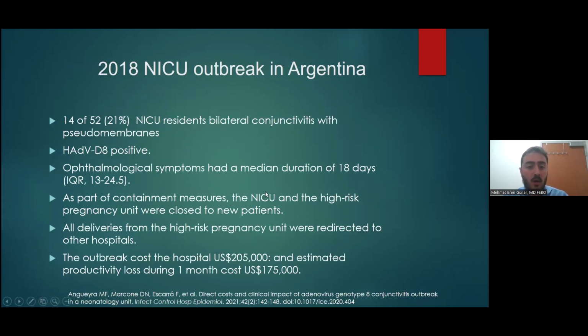They had to close the NICU, and all the high-risk pregnancies were transferred somewhere else. All the babies were transferred to another station. And it cost the hospital in Argentina $200,000. I can tell you it's going to cost us a lot more. So that's why, especially in the NICU, we have to be very careful.